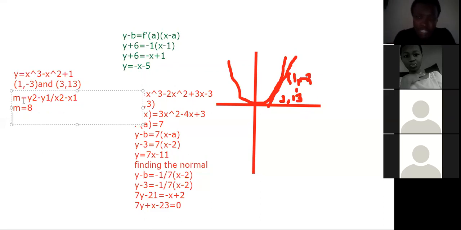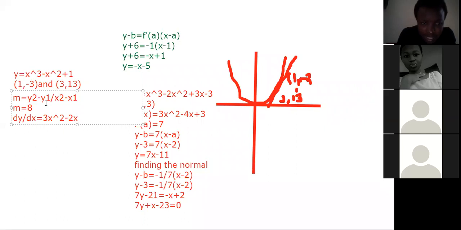But let's not forget that the differential dy all over dx is also the gradient. So when we differentiate y, or when we find f prime of x, in other words, let me use dy dx. Dy dx of the equation above is also giving us the gradient. It is equal to 3x squared minus 2x.